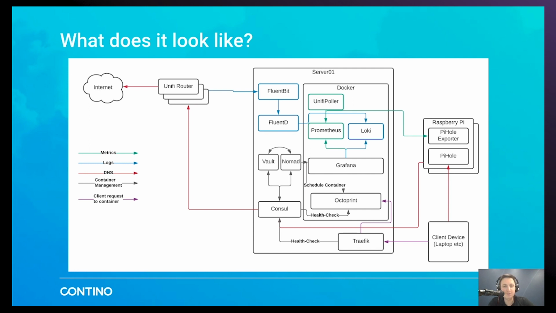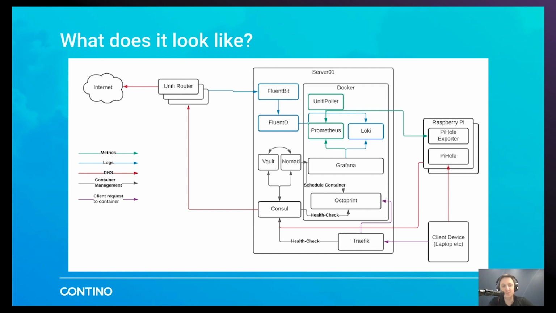Consul will then perform a health check of Octoprint, and it will say, okay, this service is good to go, at which point Traefik will pick up the configuration, create a Let's Encrypt TLS certificate for it, and my Octoprint install turns up at octoprint.service.mynetwork.